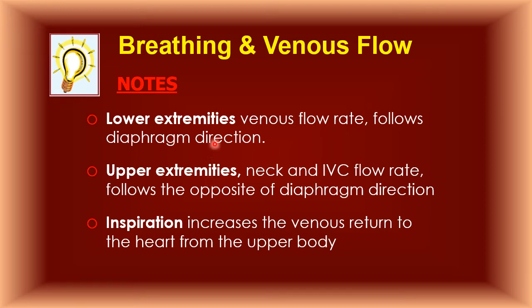So if the movement of the diaphragm is followed by the movement of the lower extremities, the opposite will happen in the upper extremity, neck veins, and IVC. All of these are called the venous return, and they are the opposite of the diaphragmatic direction. In inspiration, there is increased venous return to the heart from the upper body, because inspiration will have negative pressure in the thorax, and this will increase the venous return to the heart.